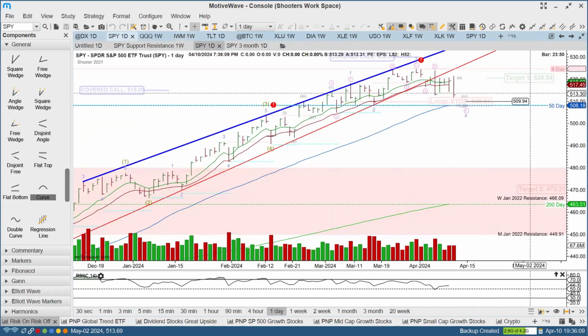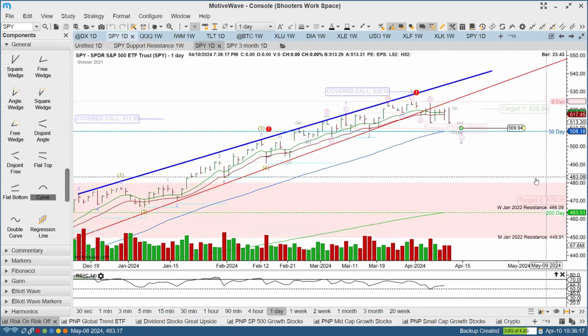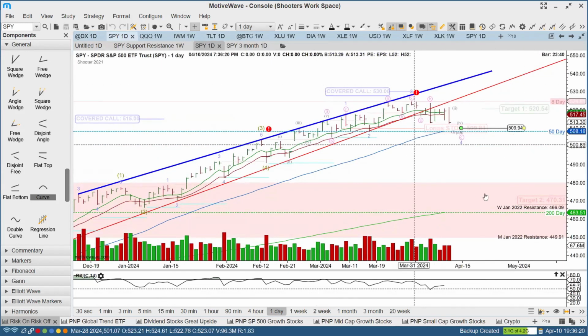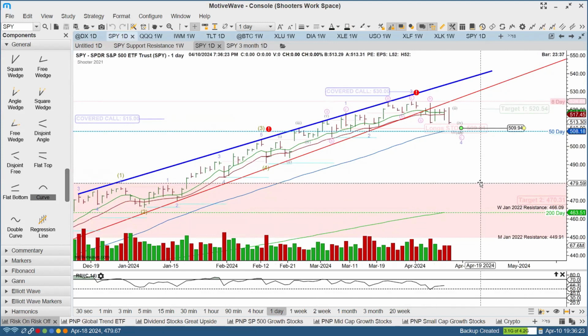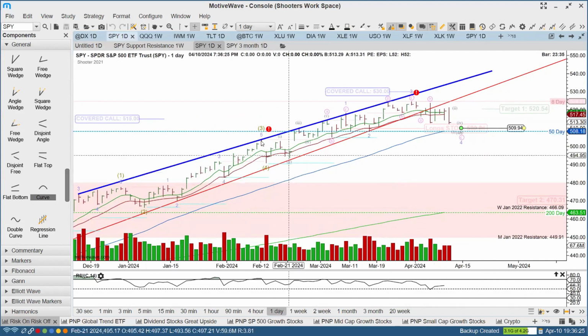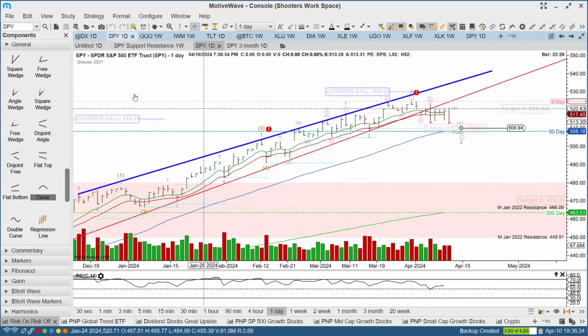So just looking at my regular S&P chart, right now I'm getting that 509.94. I really don't think we have support down here till 479. That's a problem. I don't look at any of this as support because it's all uptrend. This is support, even though that's support, but we can slice right through that. I just don't see that holding up.